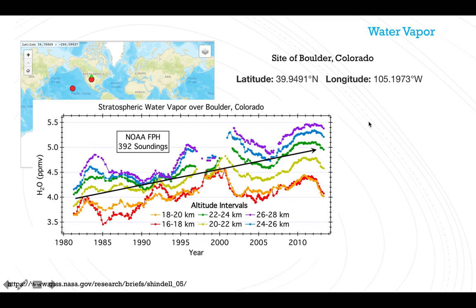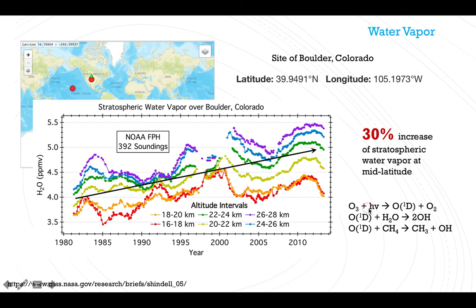This one shows the stratospheric water vapor increase at mid-latitudes, which is almost 30%. As we all know, water vapor is a source of HOx radicals, and the HOx radicals directly lead to the loss of ozone. And this is the main reason for mid-latitude ozone loss.